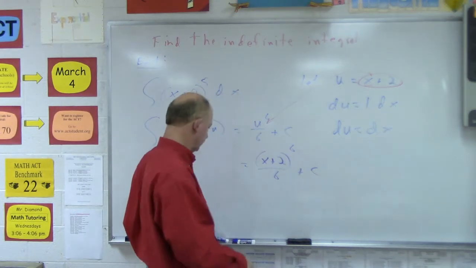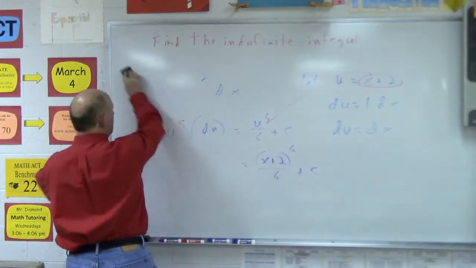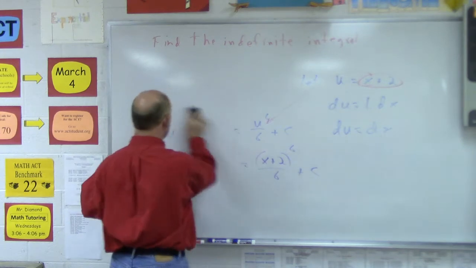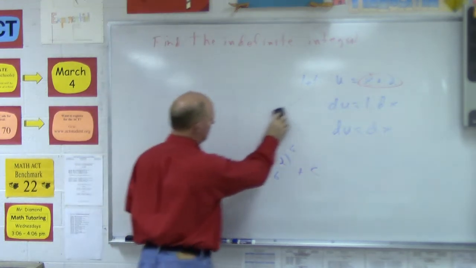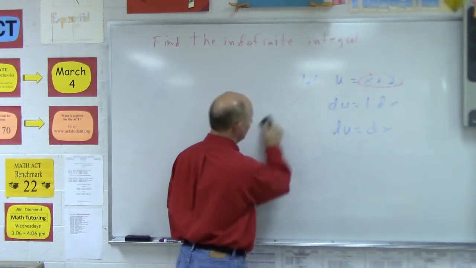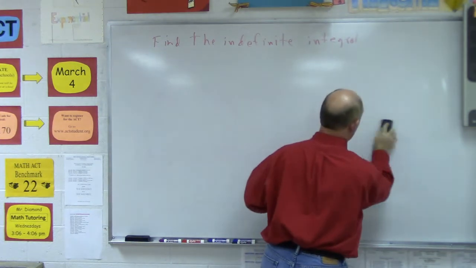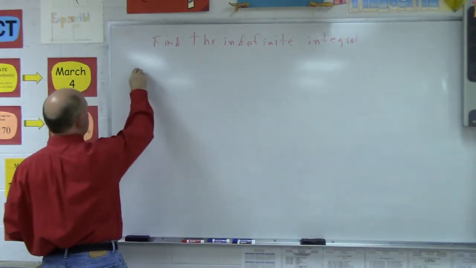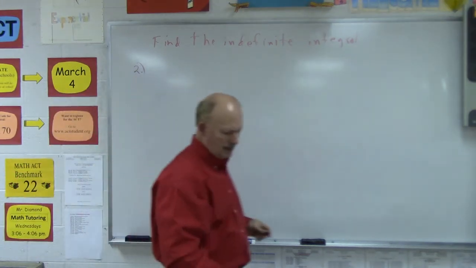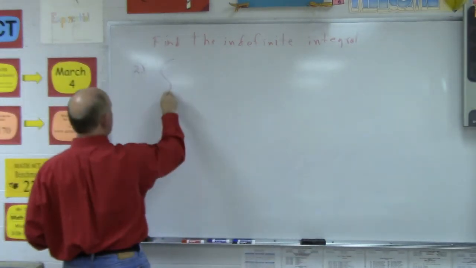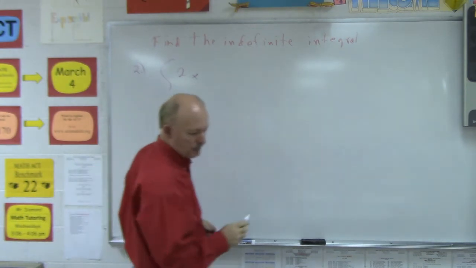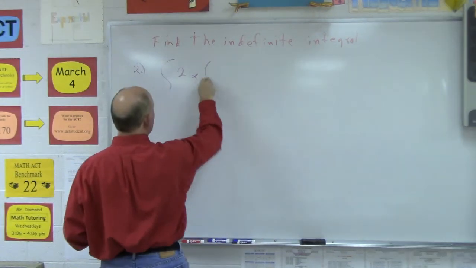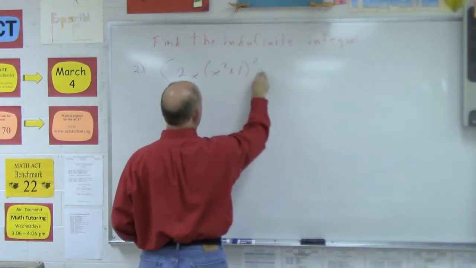Let's try another one. We're just going to quickly run through several examples here. Let me erase this. There we go. Now, number 2. That's example number 2. This time let's see if we can integrate 2x times the quantity x squared plus 1 to the 2nd power dx.